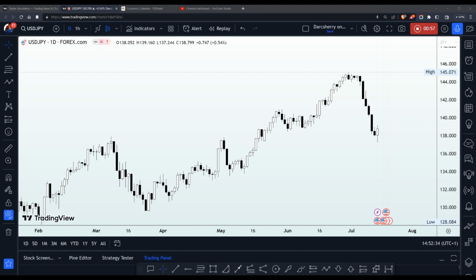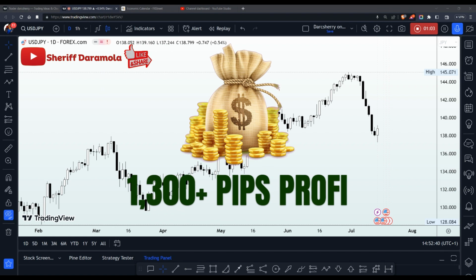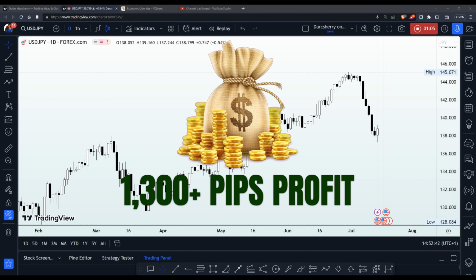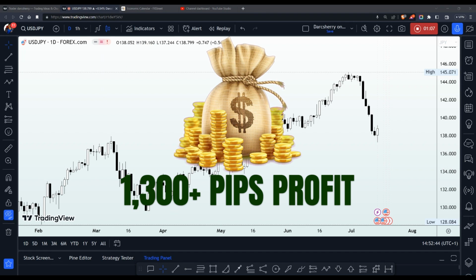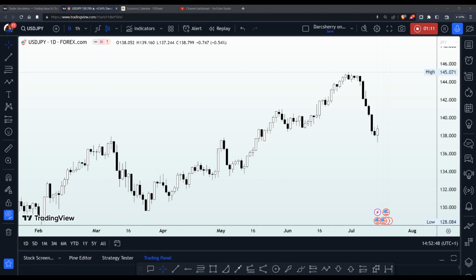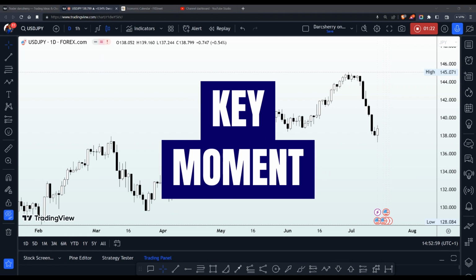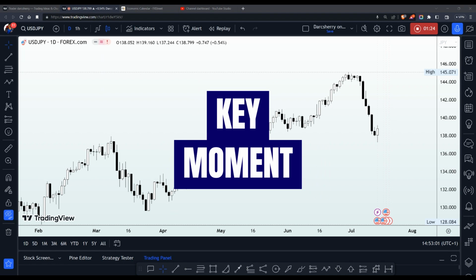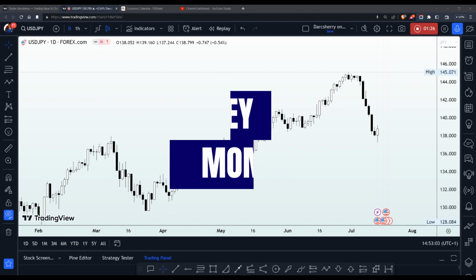For those who have been with me on this profitable journey on the USDJPY, you would recall that we scooped in over 1,000 pips in profit from multiple entries throughout the course of last week's trading session as we sold the dollar against the yen. Before we dive into the technical intricacies of the upcoming week, let's take a couple of minutes to reflect on the key moments that influenced our decision in the previous week.